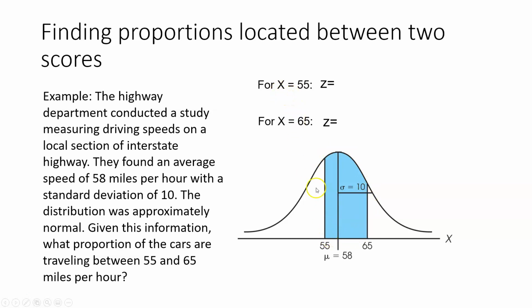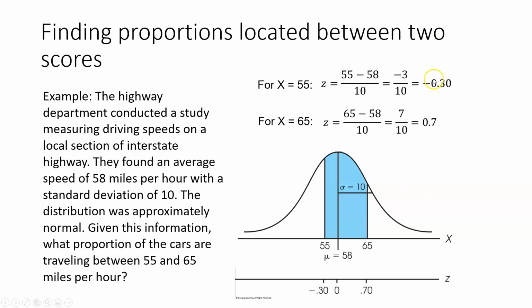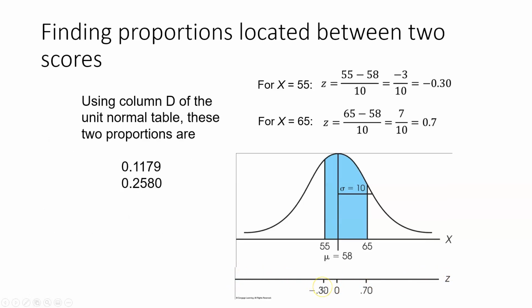Well, first we'd have to figure out what are the z-scores that correspond with a speed of 55 and a speed of 65. X minus the mean divided by the standard deviation will yield for us a z-score of negative 0.3 and positive 0.7. I've put those here on a second distribution x-axis, and you can then ask the question, using column D of the unit normal table, what are the proportions that correspond with negative 0.3 and positive 0.7?